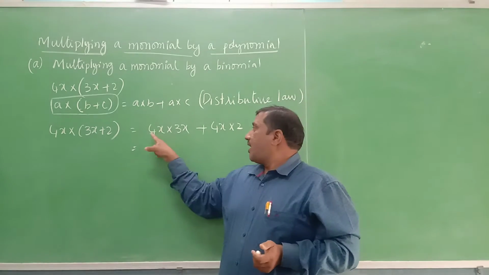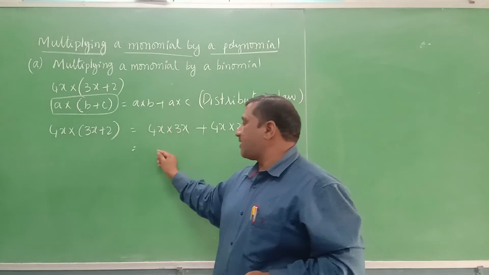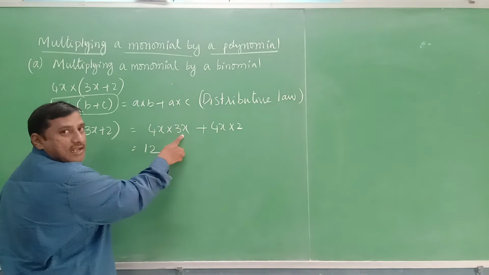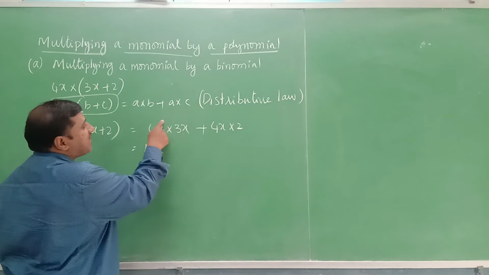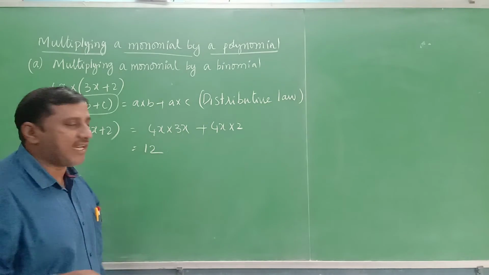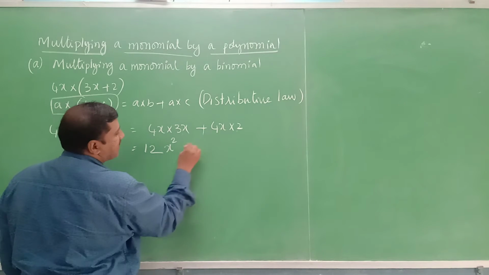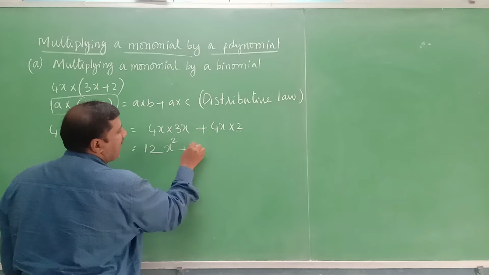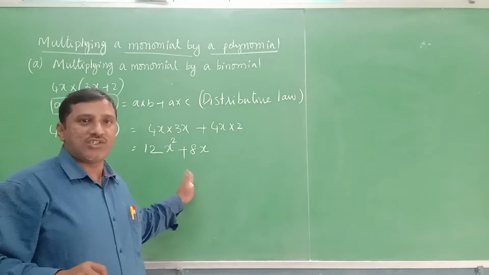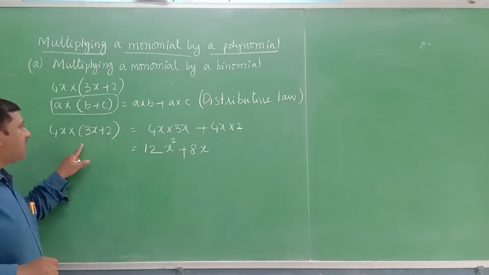So here both are positive terms, plus into plus is plus. 4 into 3, 4 3s are 12. Now x into x, both are the same variable. x means x power 1, here x means x power 1. That is x to the power of 1 plus 1, it is 2. So x into x is x square. Now plus into plus is plus. 4 into 2 is 8x. 12x square plus 8x is the product of 4x into 3x plus 2.